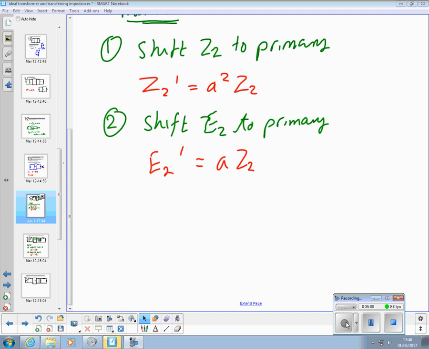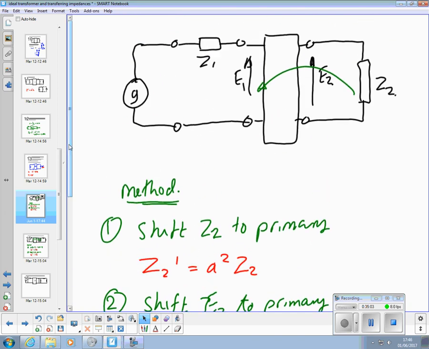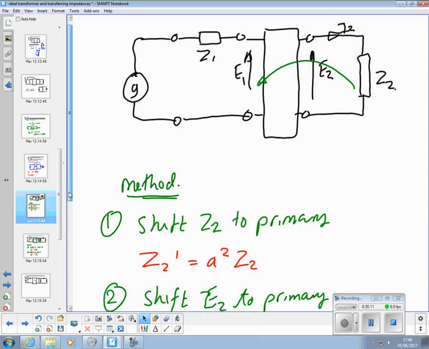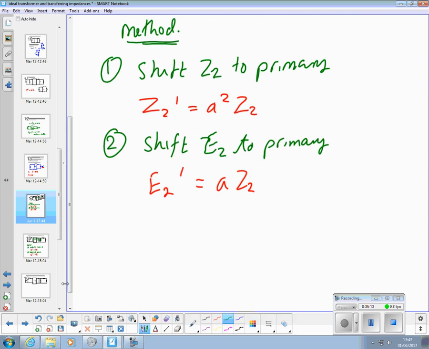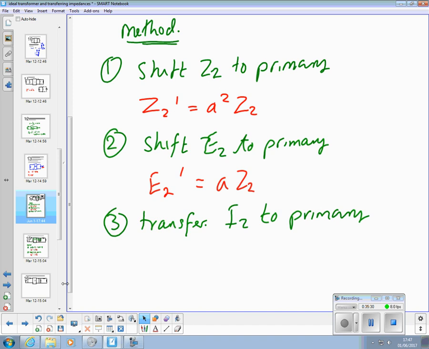And then again on our circuit, say we've got a secondary current there. Part 3: transfer I2 to primary, i.e. I2 dash is equal to I2 over A. That one's the other way up.